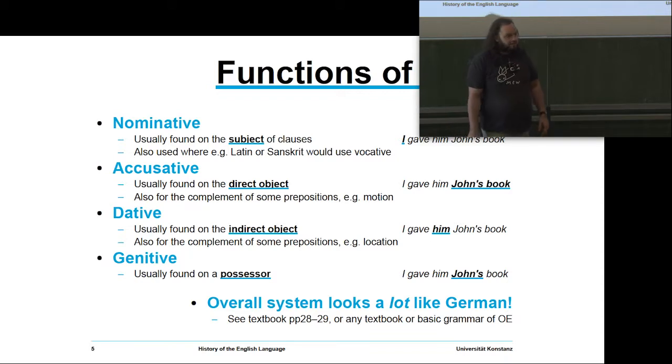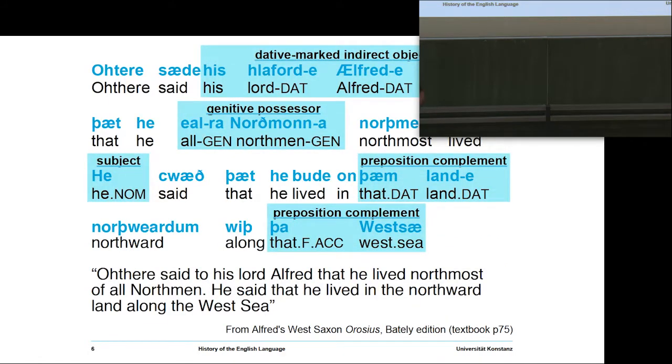And there are various textbooks or basic grammars of Old English, also online resources that you can use to find out about the cases some more. But let's look at some examples now. So this is a text. This is an early West Saxon text.